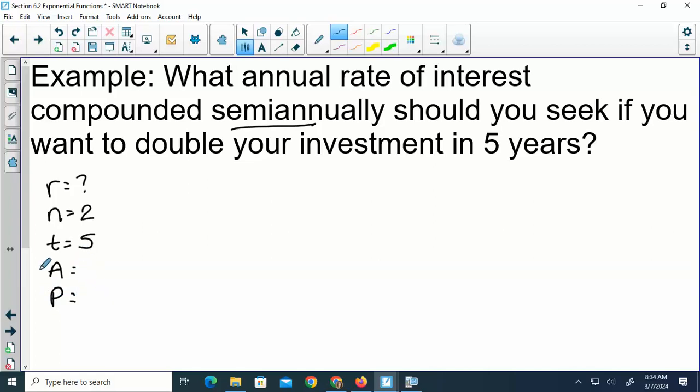So there's different ways of doing it. You can use variables. So P is what you have right now. If you want to double that, if you have P and you double it, you end with 2P. People usually prefer just to plug in a number. So if I didn't tell you, you could say, okay, let's say I have $100 right now. How much would I end with if I double it then? 200.